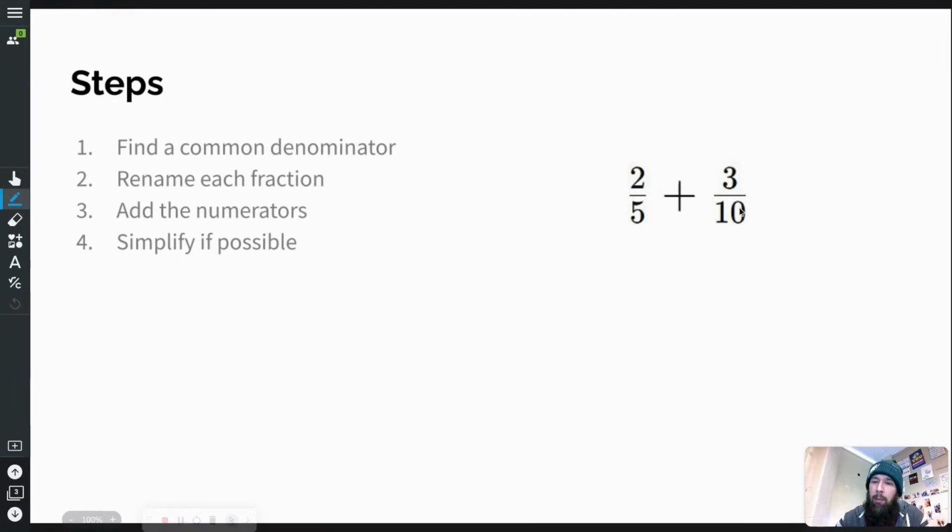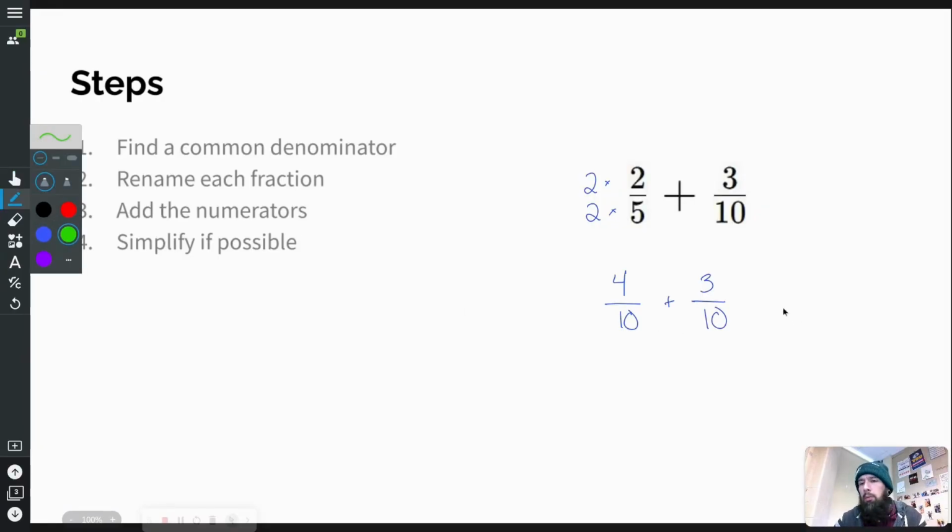Well, you're 10, which is larger than 5. So if all I do is multiply 2 to 5, that becomes a 10. So our least common denominator is 10. So what we're going to do is multiply the top and the bottom by 2 here. So 2 times 2 is 4. 2 times 5 is 10. And we're going to add 3 over 10. Keep the denominators the same, right? Add the numerators, and you get 7 over 10.